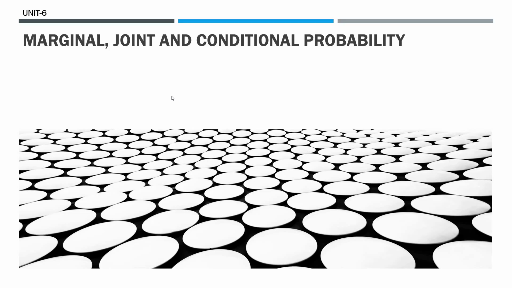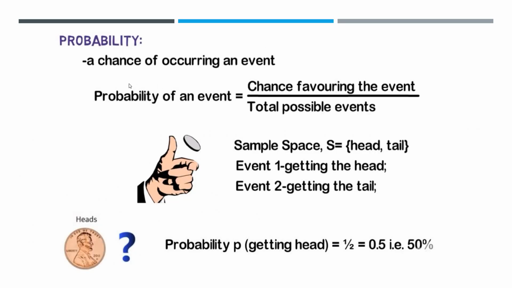Today we will discuss the various topics from unit number 6, and we will start with marginal, joint and conditional probability. Before going to the main topic, we will discuss what probability is. Probability is defined as the chance of the event occurring, and it is given by the ratio of chances favoring the event divided by the total possible events.